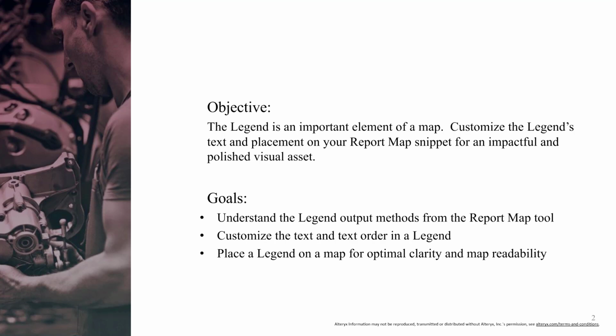By the end of this session, you'll have checked off 3 goals for successfully customizing map legends. 1, you'll have a better understanding of the legend output methods from the Report Map tool. 2, you'll learn some methods for customizing the text and the order of the text that's displayed in the map legend. And then finally, you'll see how to place a legend on the map in locations for optimal clarity and map readability.